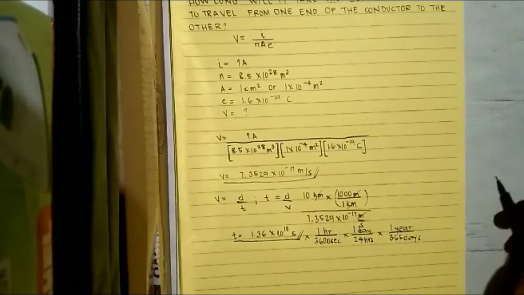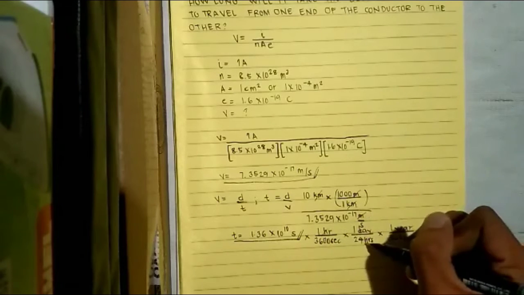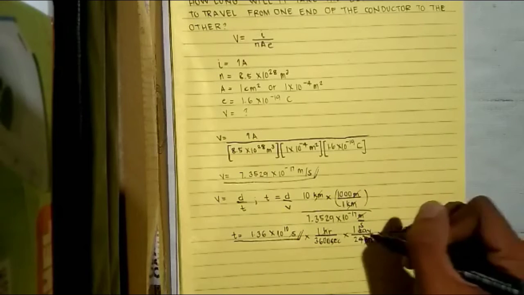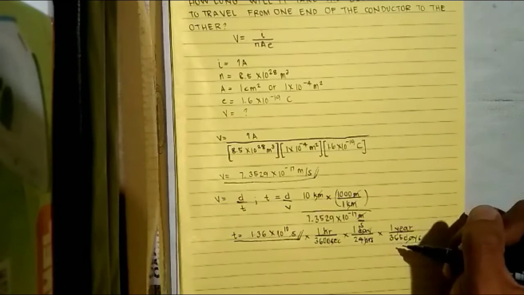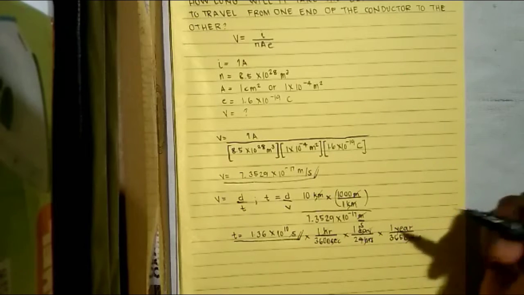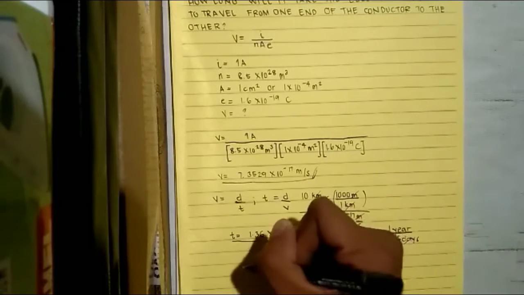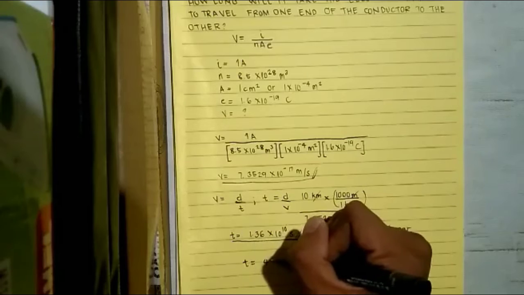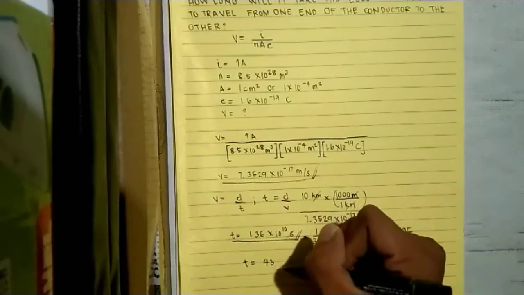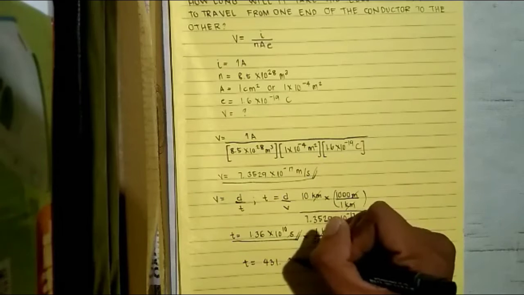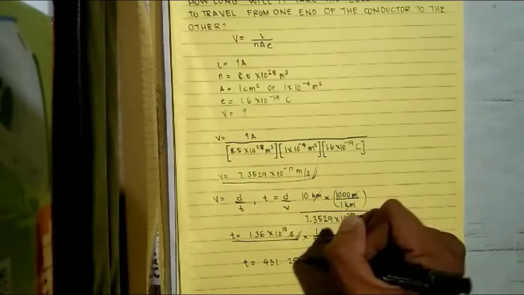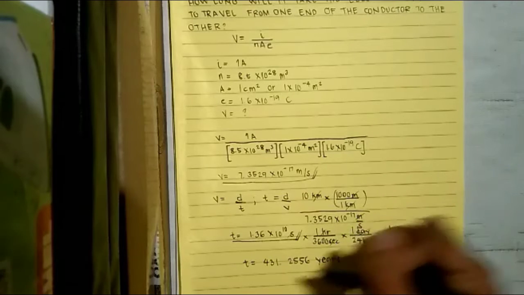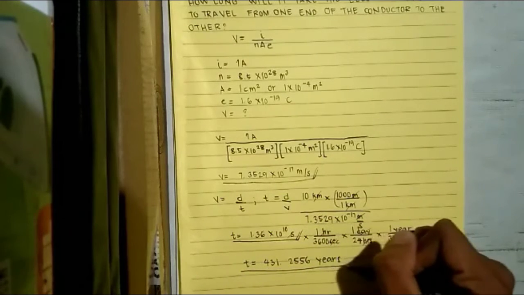So, cancellation lang. Cancel yung hours, seconds, yung days. So, matitira yung year. To simplify, we get time is equals to 431.2556 years. Ito yung magiging final answer natin.